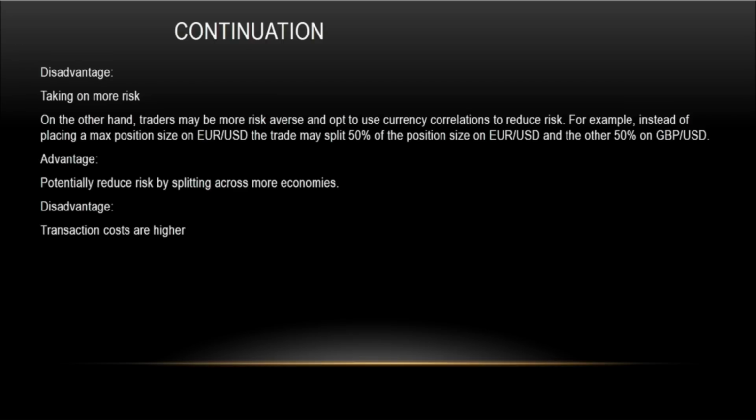For example, let's say you use the standard lot, which is lot size 1, on buying Euro USD. Instead of using lot size 2 on Euro USD, you can divide the risk and put the other 50% on GBP USD. That means I'll also open a trade with lot size 1 on GBP USD. The advantage of this is it can potentially reduce the risk by splitting across more economies. The disadvantage is the transaction costs are higher. Sometimes the commission that you pay on Euro USD is not the same as the commission on GBP USD to enter the particular trade that you want.